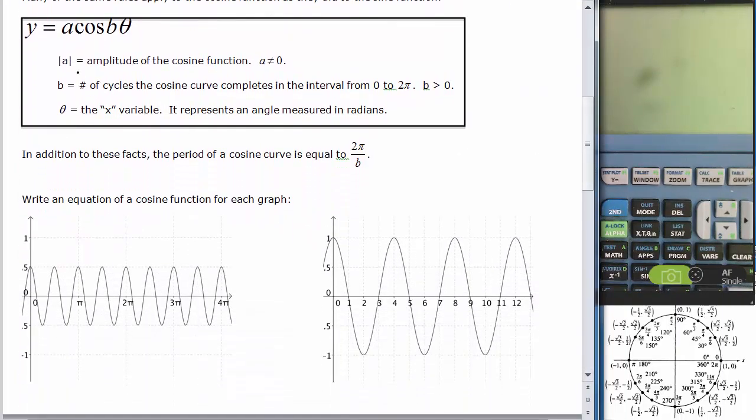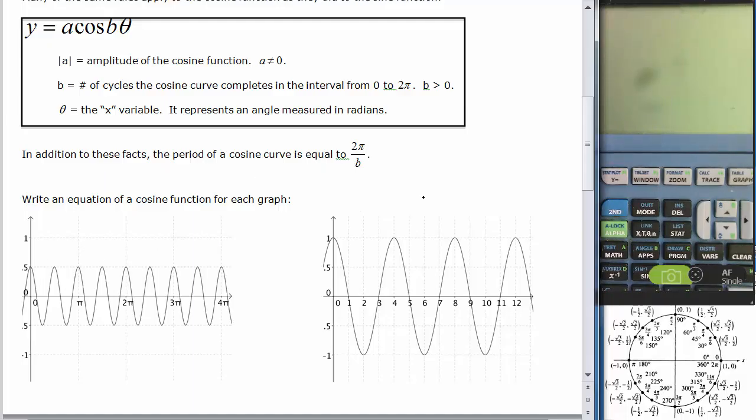You may recall a formula we worked with the other day, which was y equals a times sine of b times theta. Today we're going to be looking at y equals a times the cosine of b theta. Again, the absolute value of a is the amplitude of the cosine function. B is the number of cycles the cosine curve completes in the interval from 0 to 2 pi. And theta is sort of like our x variable. It represents an angle measured in radians. In addition to these facts, the period of a cosine graph is equal to 2 pi over b.